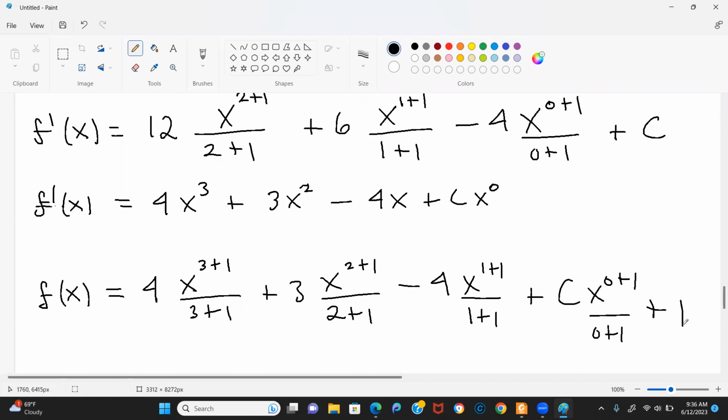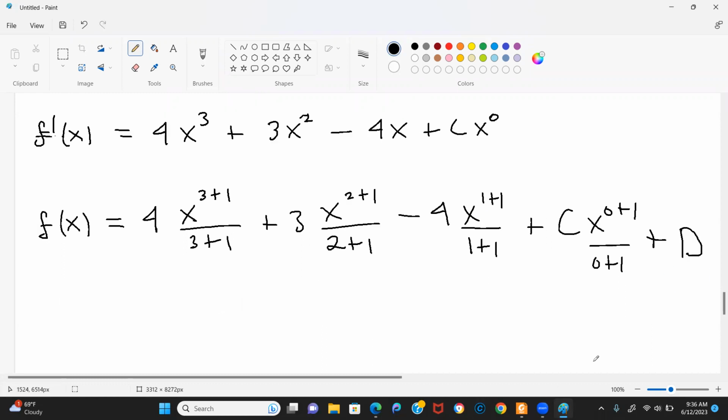And now I need to add another constant because I just anti-differentiated again. So now I have two constants I need to determine. And so let's simplify this first, and then I will use my initial conditions to determine these constants. So 4 divided by 4 is just 1, so I get x to the fourth plus, the 3 cancels with the 2 plus 1, so I get x to the third, and then this will be minus 2x squared plus c times x plus d.